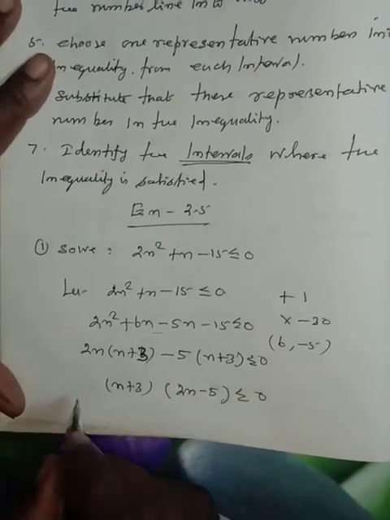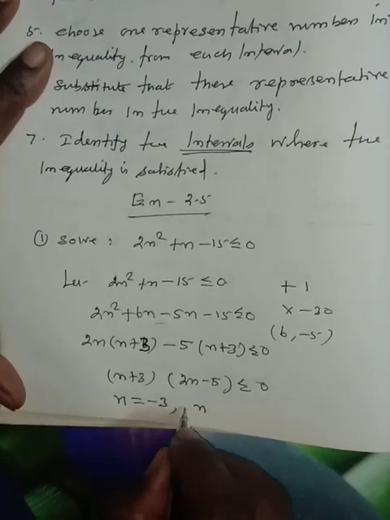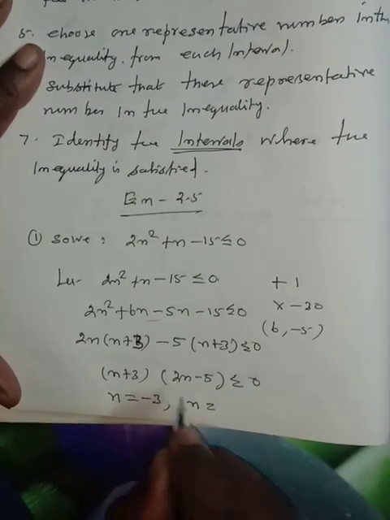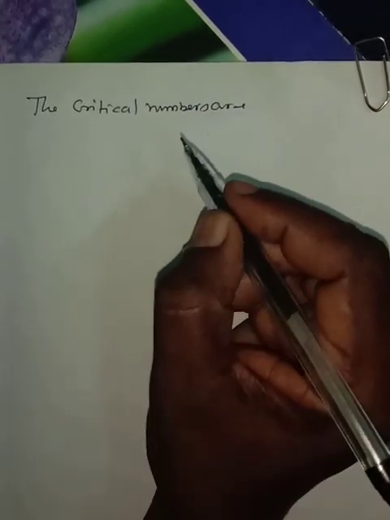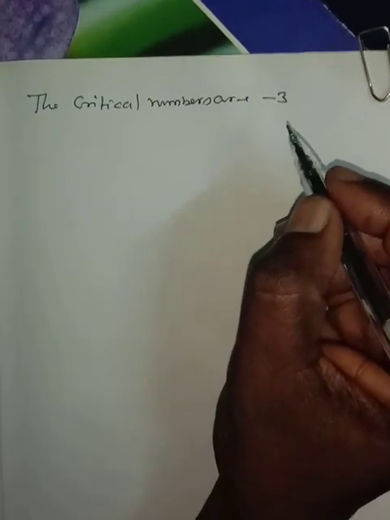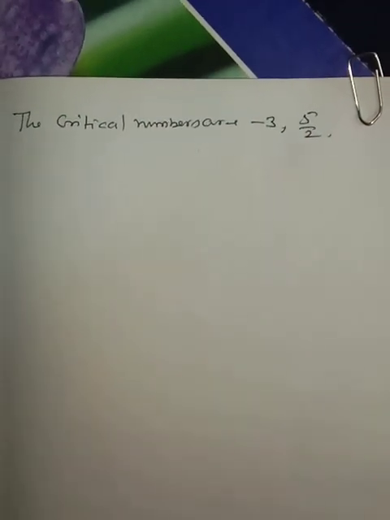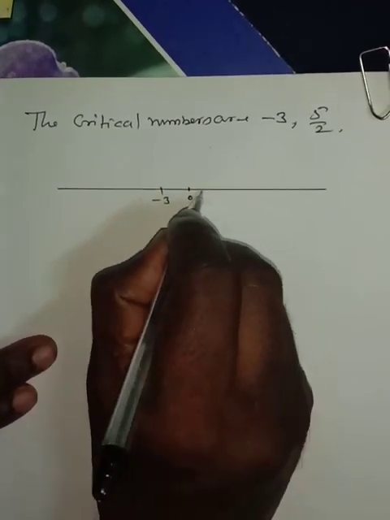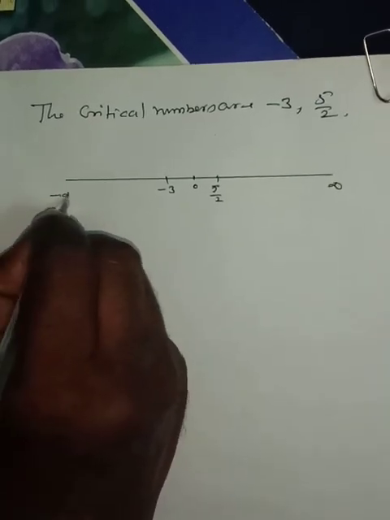This means x = −3, then 2x = 5, x = 5/2. The real numbers are: one is −3, another one is 5/2. On the number line, this side −3, this side 2.5, that is 5/2, with positive infinity and negative infinity at the ends.